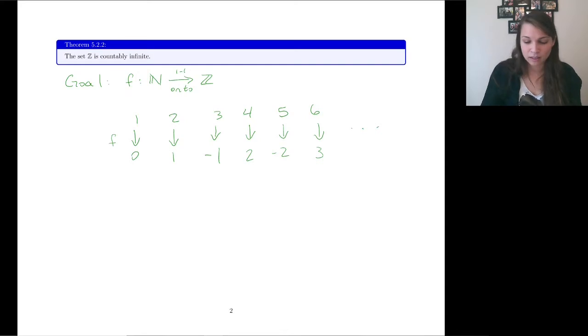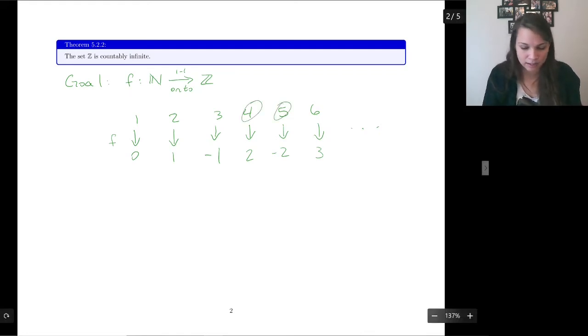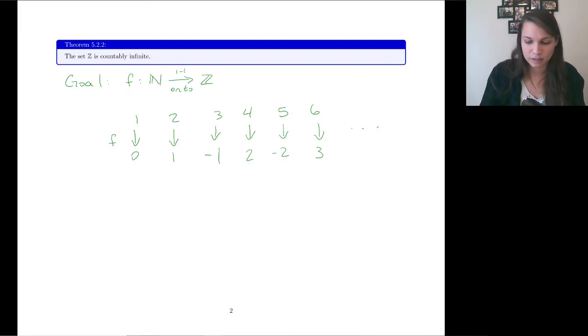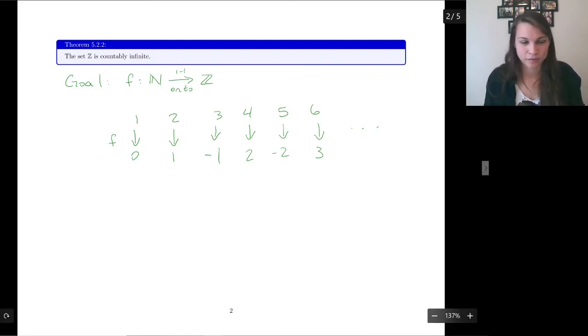Hopefully you can see we're going to hit all the integers this way. You can also see that we're not going to have any duplicates, like 4 and 5 don't map to the same place. You're not going to have two natural numbers going to the same thing. Not a problem. But this is not an actual fully written function, so we've got to back up.